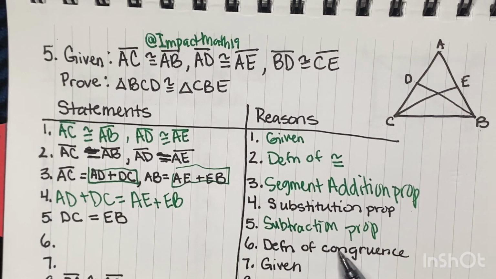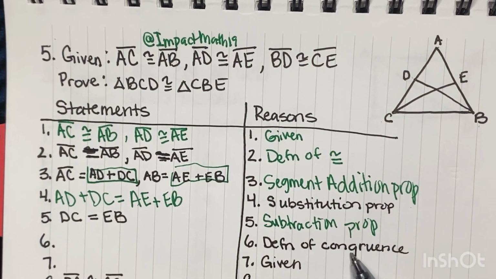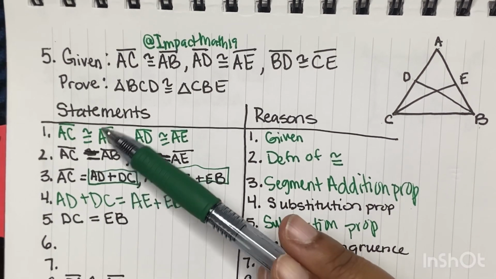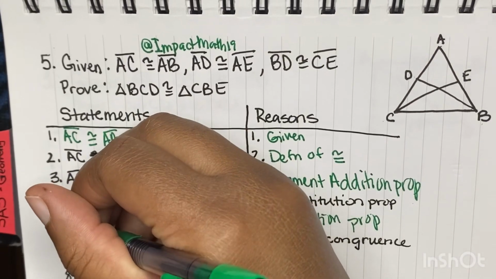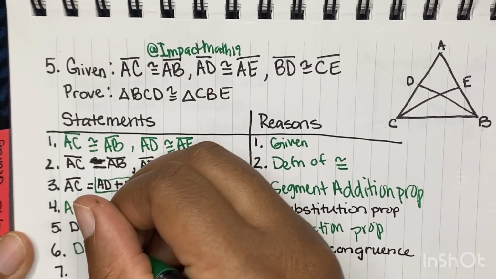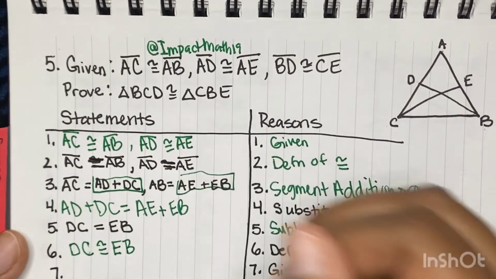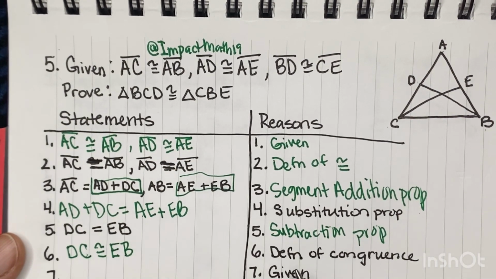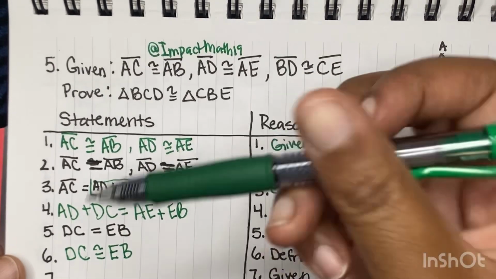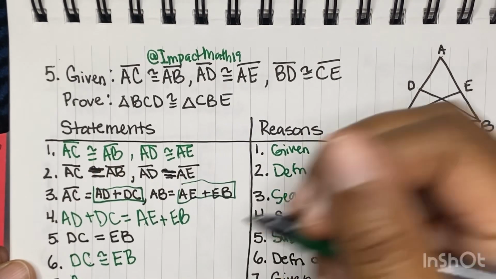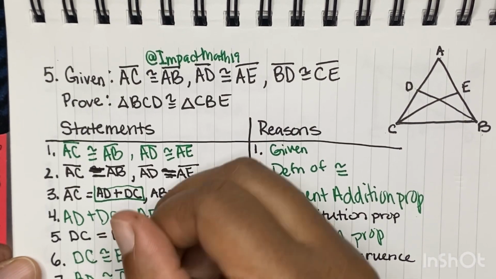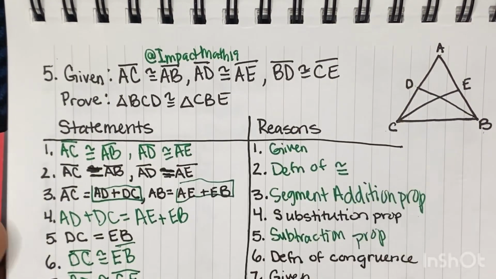So now you see how it says definition of congruence? Whenever it says definition of congruence, you're either going from equal to the congruent symbol or congruent to equal. That's the same. So we say DC is congruent to EB. Okay. And then we have another given. Well, we only used our first 2 givens here. So this is our third given. So we could say BD is congruent to CE.